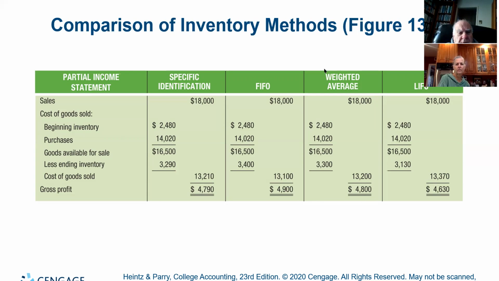And here's a comparison right here of the four methods. FIFO, look what the profit is under FIFO, 4900. Under LIFO, it's only 4630. Average you would expect to be in between the two, and specific ID could be whatever. So those relationships are important to know. FIFO is a higher net income, assuming prices are going up, and that's all we're assuming. If we wanted to teach about an economy where prices are going down, that would be a disaster. That's called deflation. That's about the worst thing that could happen to an economy.